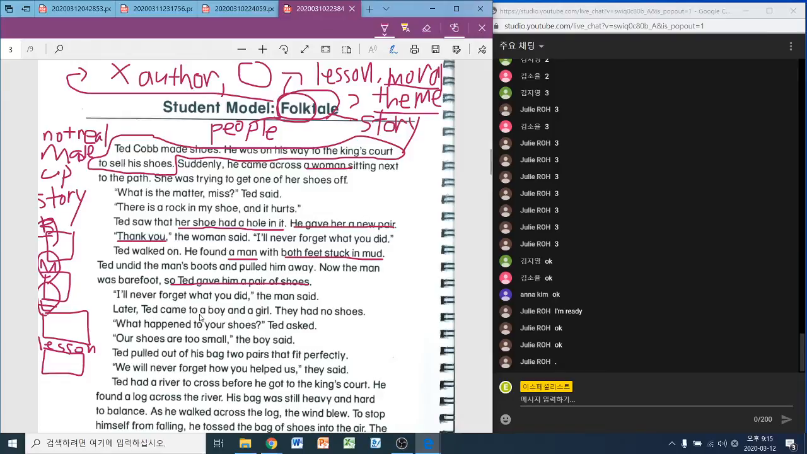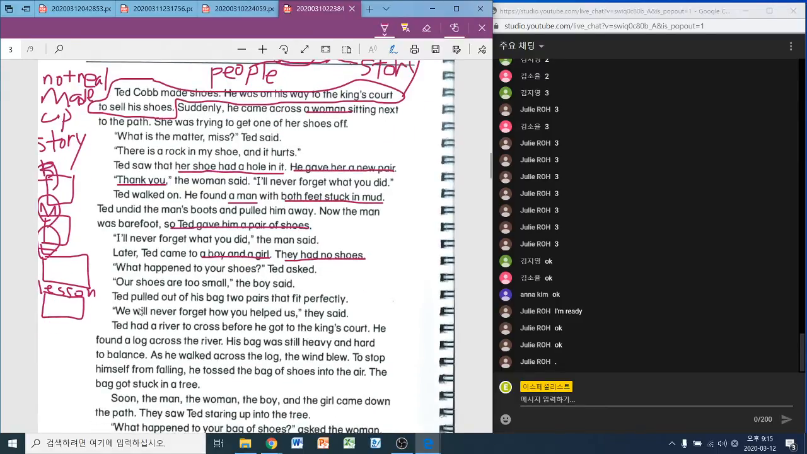Later, Ted came to a boy and a girl. They had no shoes. "What happened to your shoes?" Ted asked. "Our shoes are too small." Okay, the boy and girl's shoes are too small. Then Ted pulled out of his bag 2 pairs that fit perfectly. So Ted gave 2 pairs of shoes to the boy and girl. So they said, "We will never forget how you helped us."